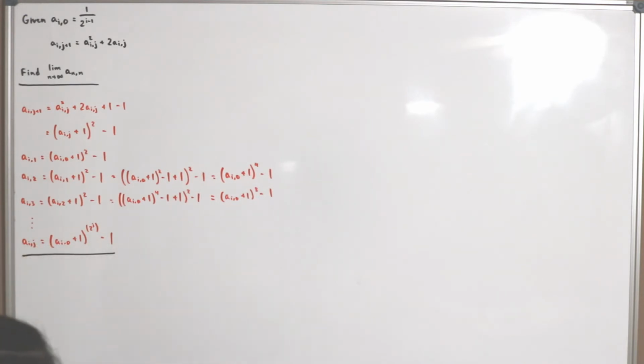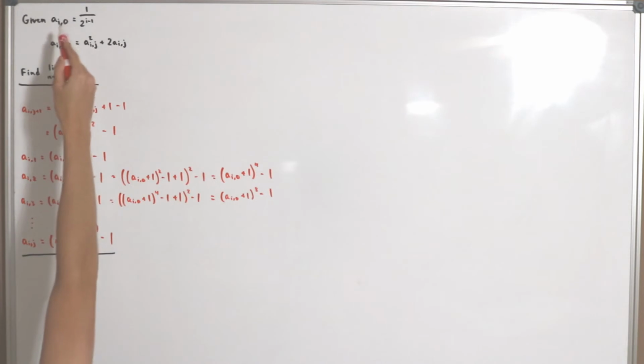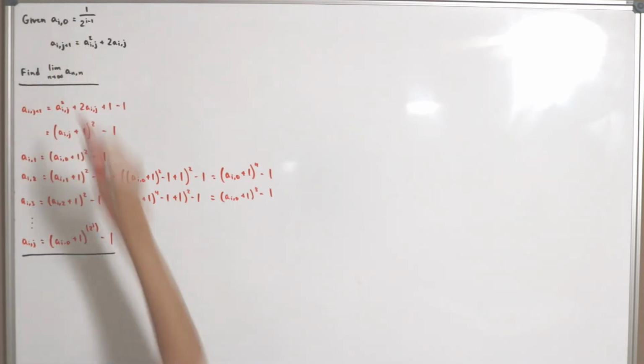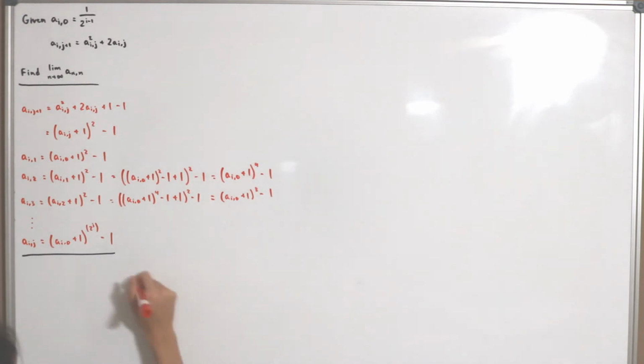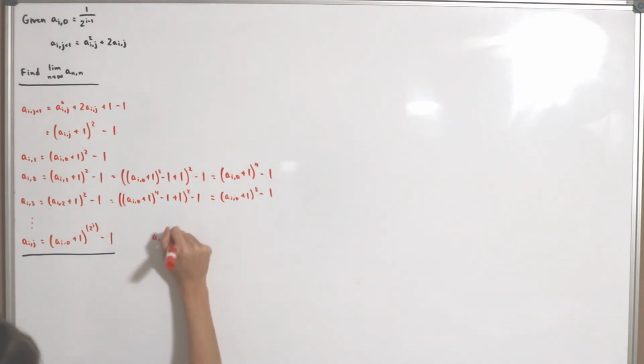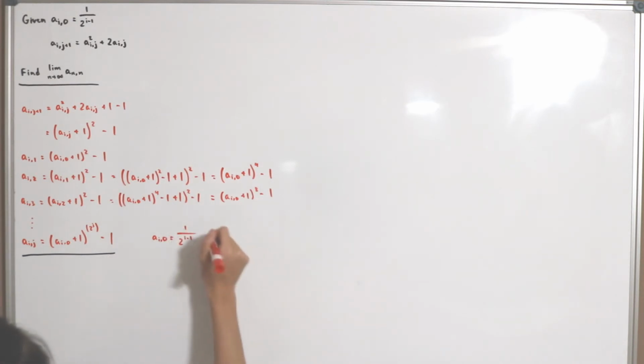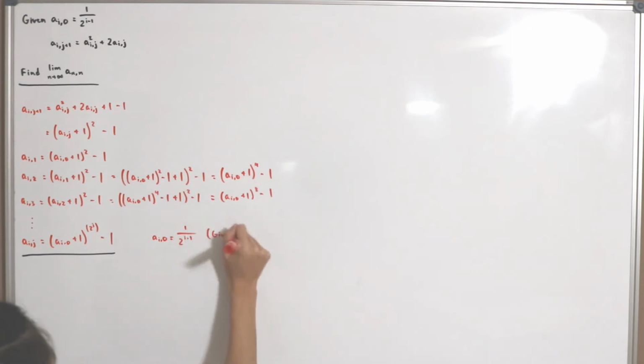Nice. Now that we have this, we're given that a sub i,0 is 1 divided by 2 to the i minus 1. So let me just write it over here: a sub i,0 equals 1 minus 1 divided by 2 to the i minus 1. This is our given.